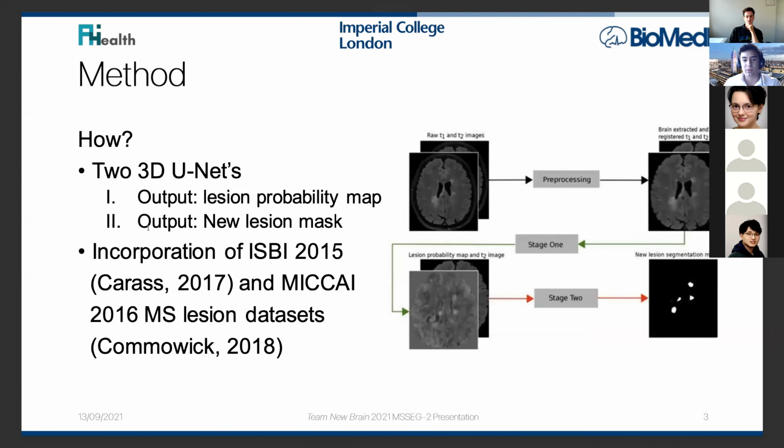To solve this problem, the crux of our method used two 3D U-Nets, the first providing a lesion probability map and the second outputting the new lesion mask. In this challenge, we also used the 2015 ISBI and the 2016 MICCAI MS lesion segmentation datasets, which provided 5 and 15 additional patients respectively. This increased our total patient data from the 40 supplied by the MSSEG challenge to 60.